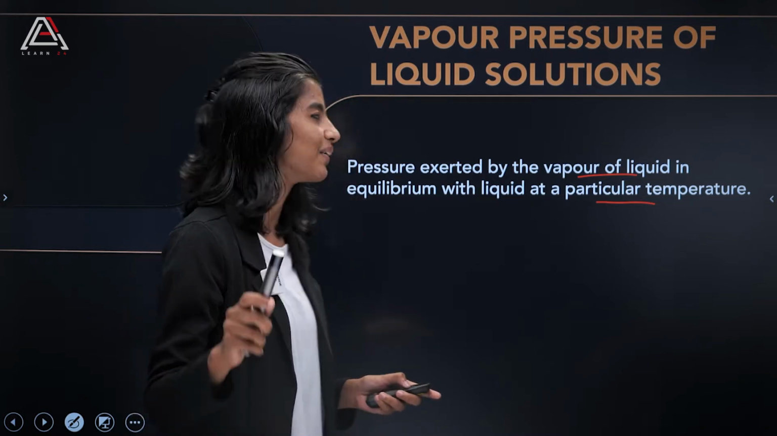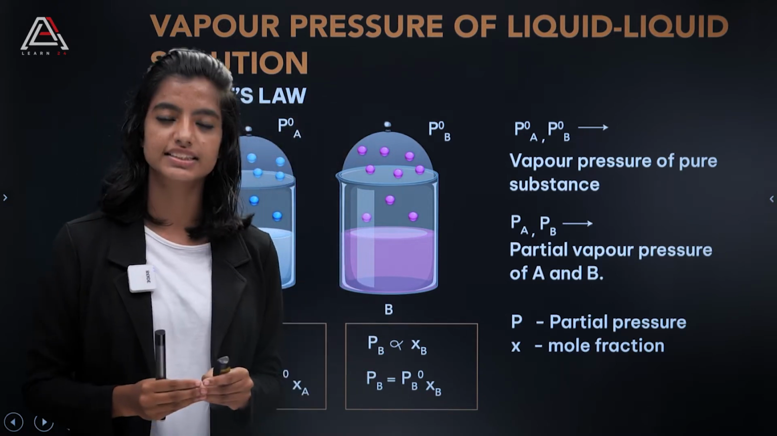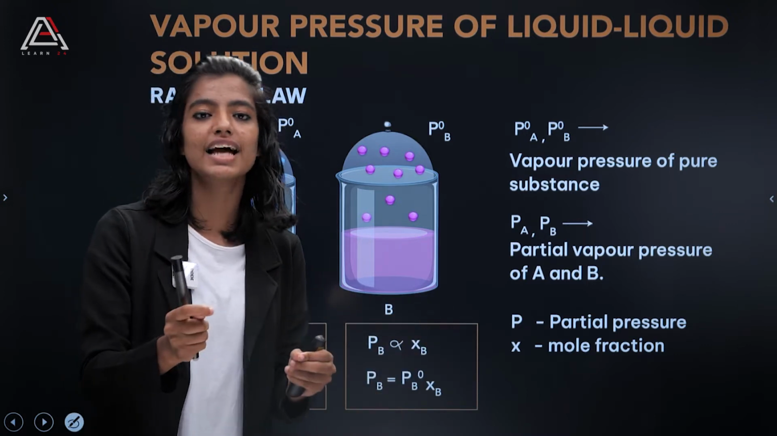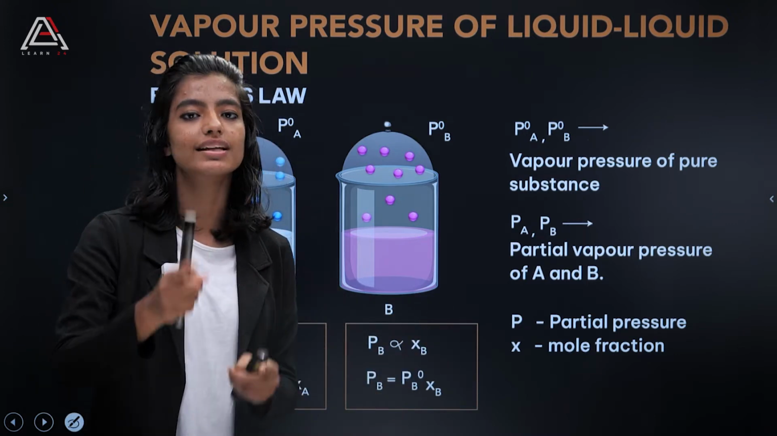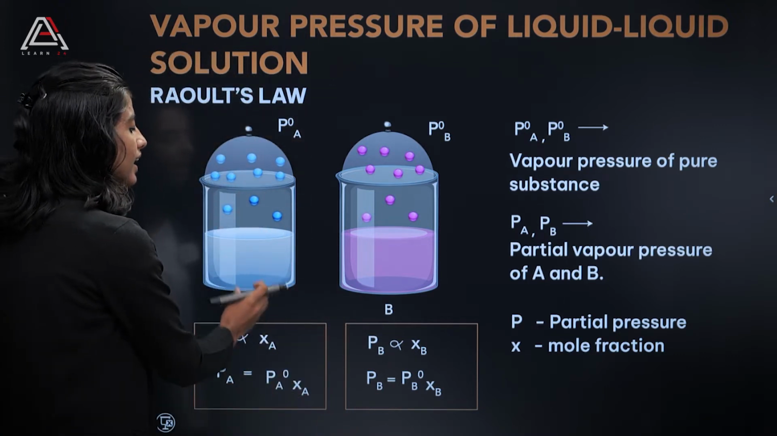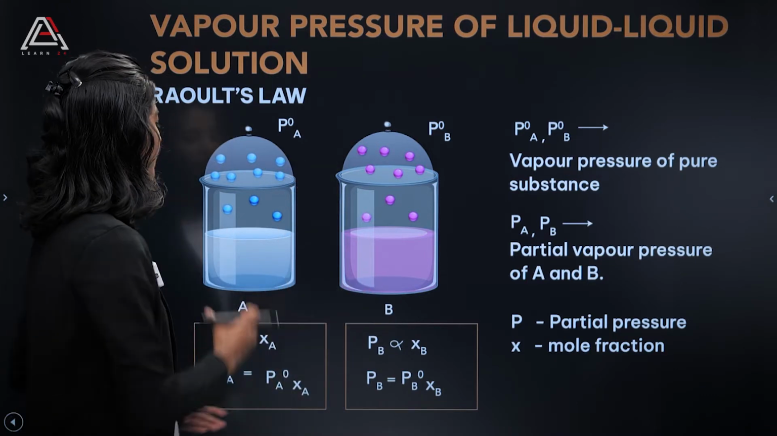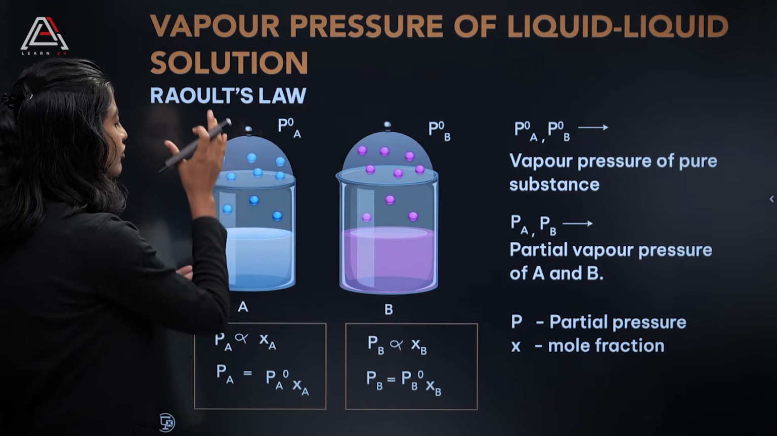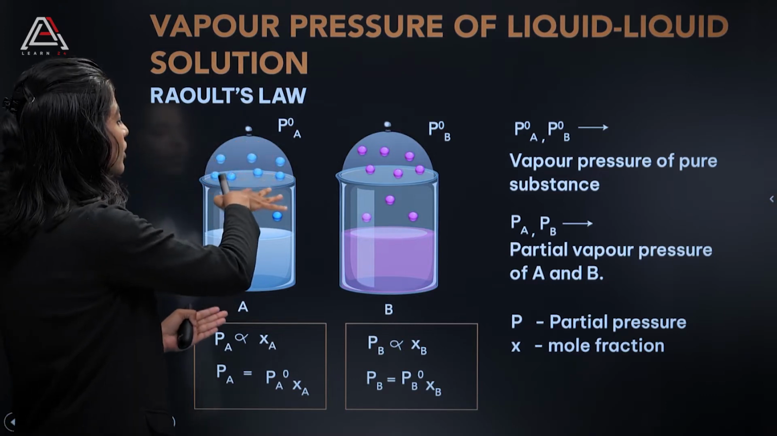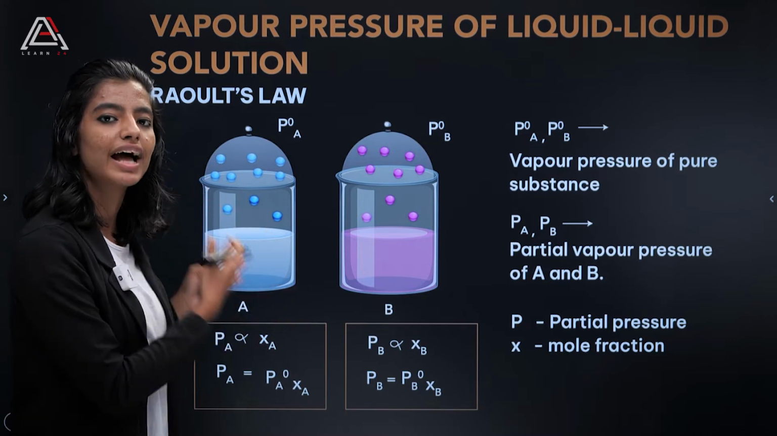Clear with that? Okay. Now, the vapor pressure of liquid solutions. Solvent and solute are both volatile liquids; they can vaporize. Now, consider I have a solvent A and a solute B. These are the vapor molecules of component A, and the pressure exerted by these molecules on the component A is known as the vapor pressure of that component.